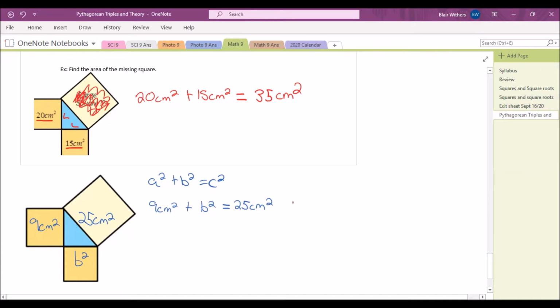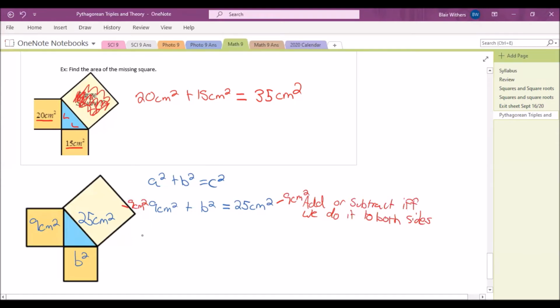And when we are working with an equation like this, we can add or subtract, if and only if we do it to both sides. Okay, so for this instance, I'm going to subtract 9 centimeters squared. And over here, I need to subtract 9 centimeters squared.